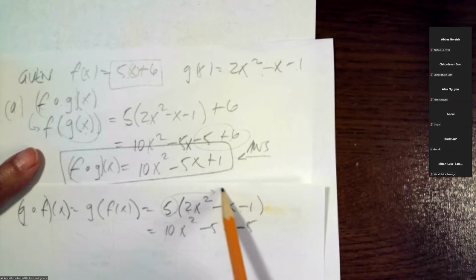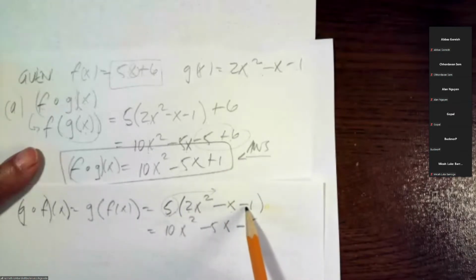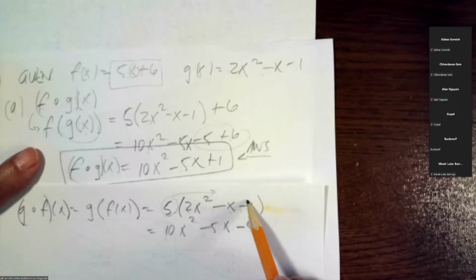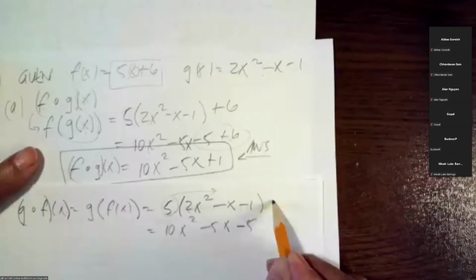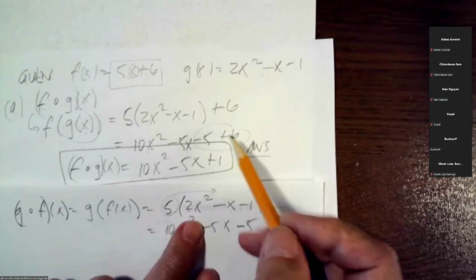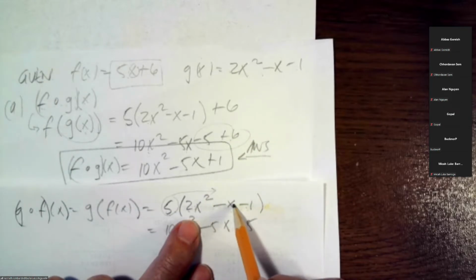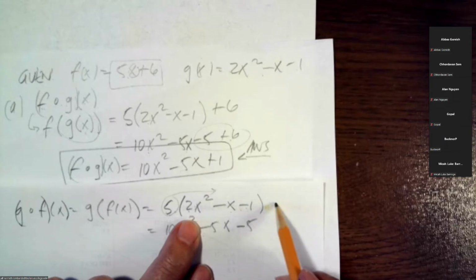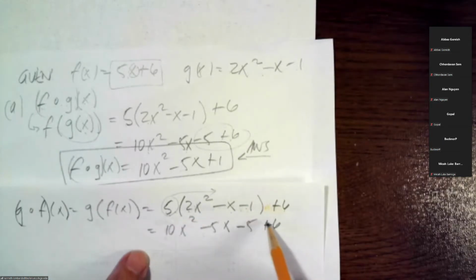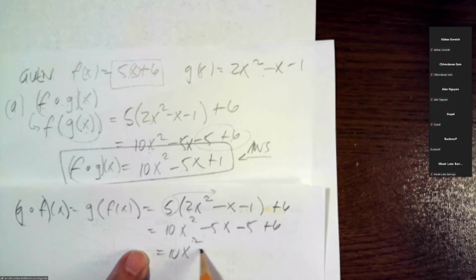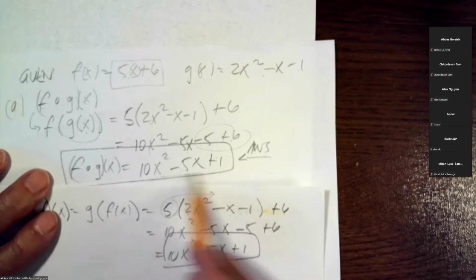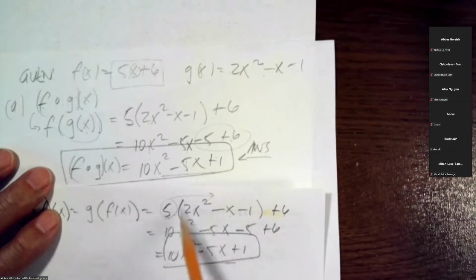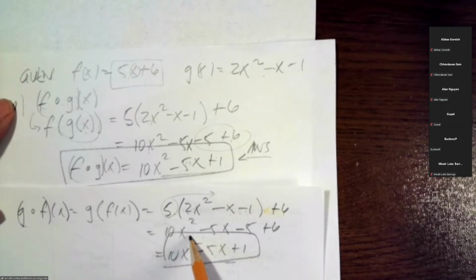10x squared minus 5x. And let's see, what was different here? It was a 6. Yes, we wanted a 6 out here, didn't we? This g, let's see, 2x squared minus x plus 6 plus 6. So that's 10x squared minus 5x plus 1, which is the same as we got here. Yep. Is that what you wanted? Yes. Okay, everybody agree? Anybody disagree?